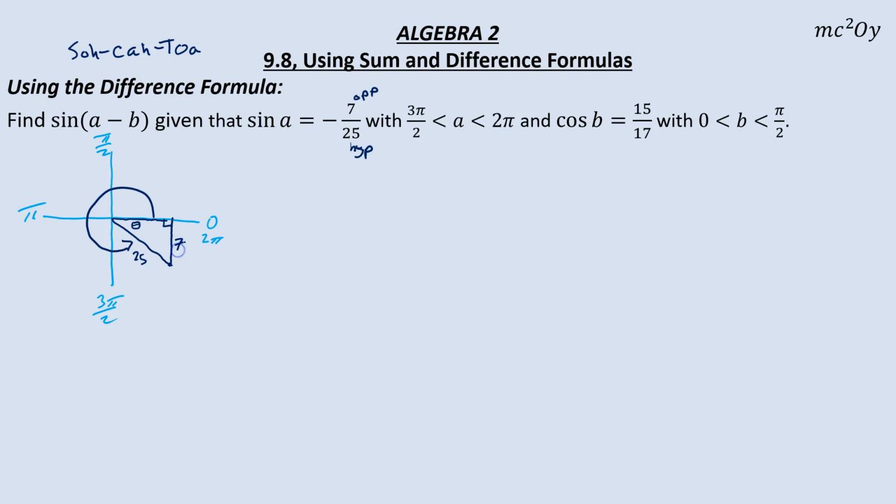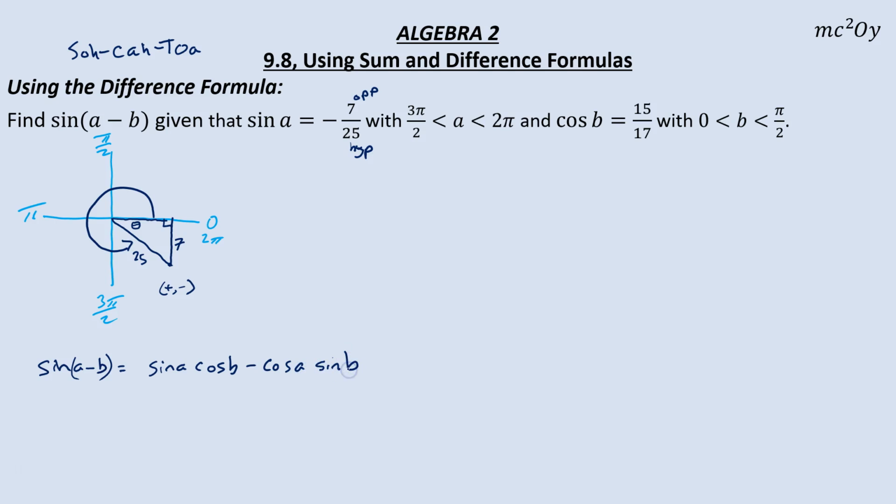Now, I'm going to ignore the negative for now. The negative just tells me which quadrant I'm in. Sine is negative because it's my y value. So really I know the sine of A. Use the formula for sine of A minus B. Remember, that's the formula sine A cos B minus cos A sine B.